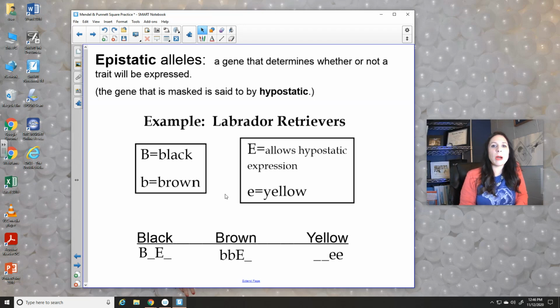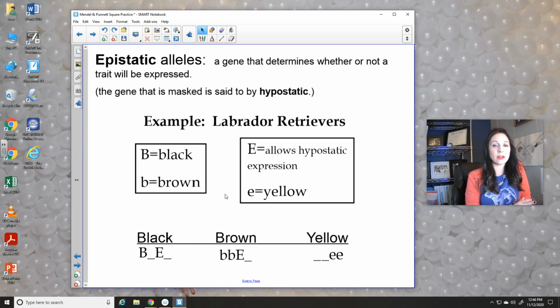Hey guys, our next inheritance pattern is epistatic alleles. Now, what does epi mean? Epi means above or upon, which is the opposite of hypo. Hypo means below. So in epistatic alleles, it means that there is a different gene that controls the expression of another gene called the hypostatic allele.